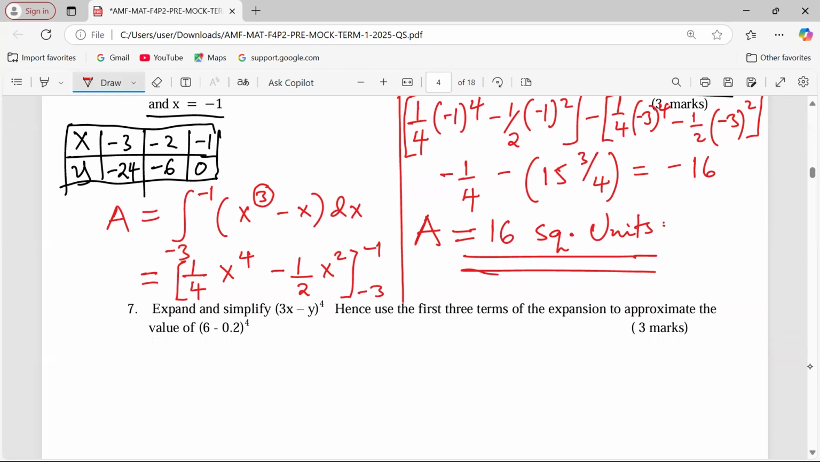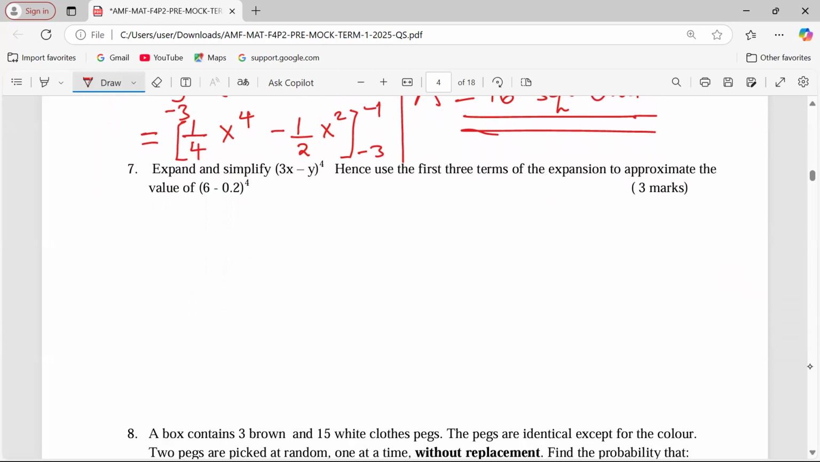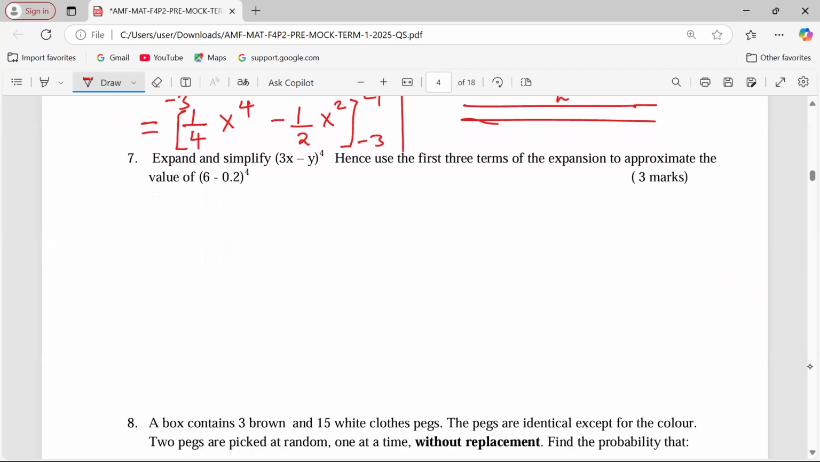Number 7, sorry, not 17. Expand and simplify. These are binomial expansion. 3x minus y raised to power 4. Hence, use the first three terms. That is very key. The first three terms of the expansion to approximate the value of 6 minus 0.3 raised to the power of 4. Now, there is something I want you to notice here, because the instructions are very key. We are expanding and simplifying the whole binomial expression.